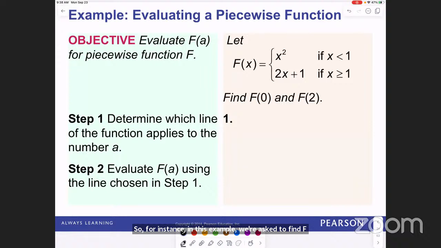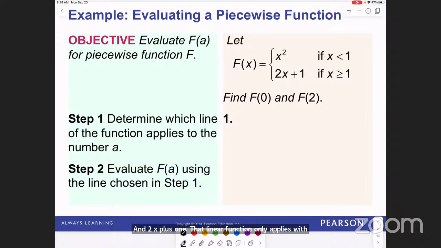A piecewise function, what it is, it's just multiple graphs or multiple functions on one graph, right? So for instance, the first graph we have is x squared, and the second one is the linear function 2x plus 1. But x squared only applies when x is strictly less than 1. So basically when x is to the left of 1. And 2x plus 1, that linear function only applies when x is greater than or equal to 1.